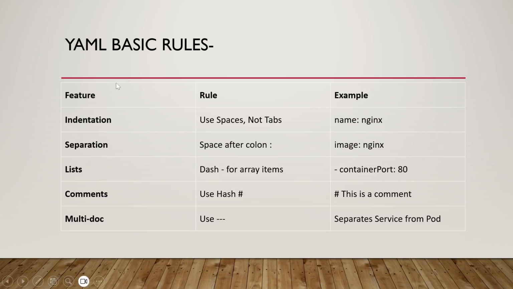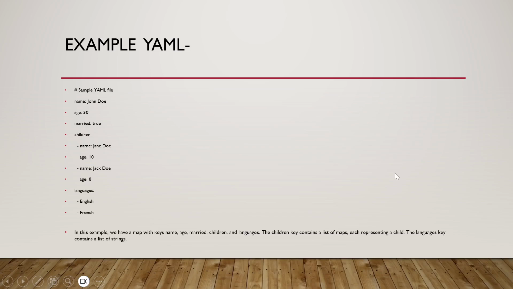Okay, and the separation rule: give a single space after a colon, like this. Here it's written there. Okay, list: it's basically a dash for array items, and we can use this in this manner. For multiple lists, here it's given in list format in children. Okay, let's take an example to understand that. This is a commented sample YAML file. So the first line will be ignored by the system.